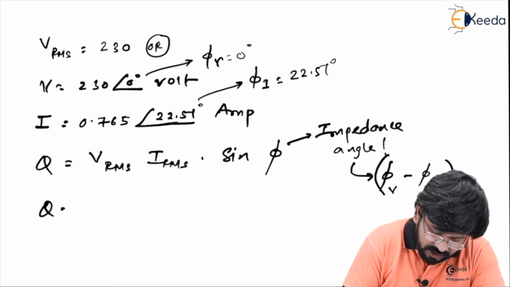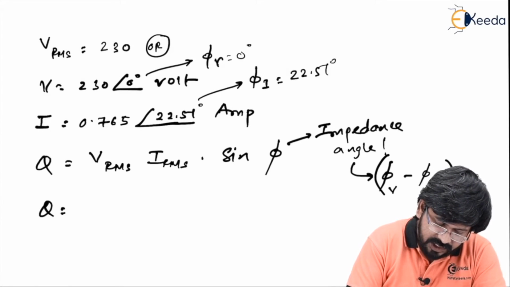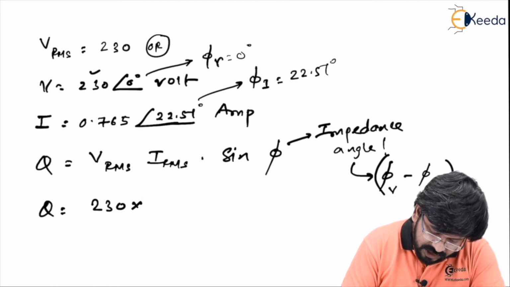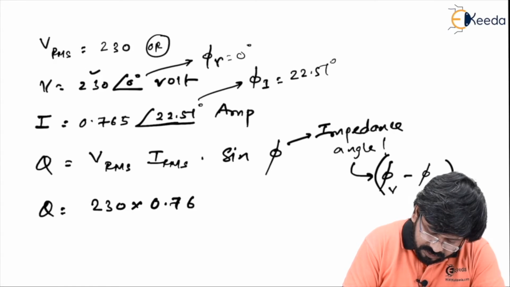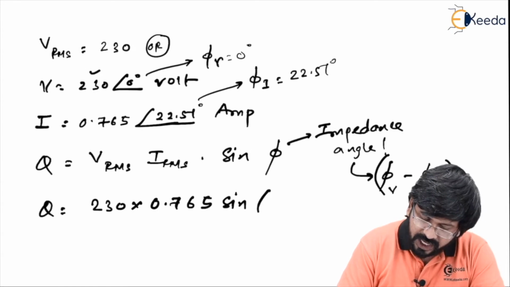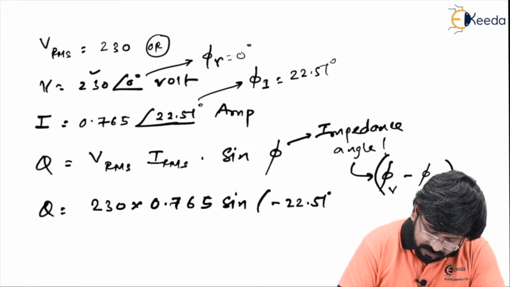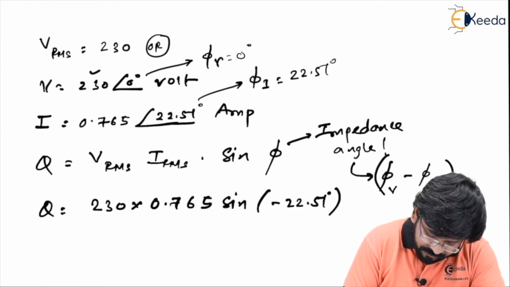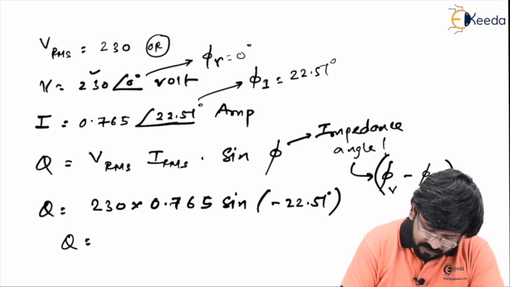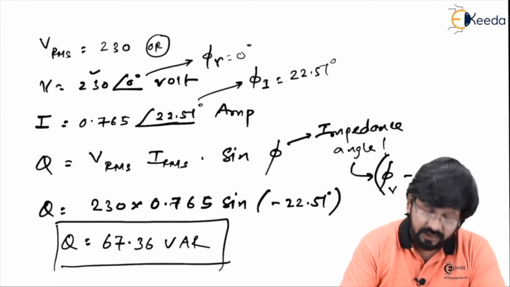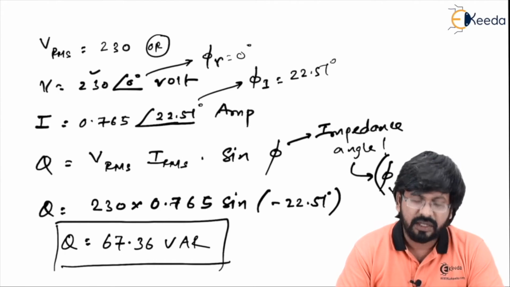Then finally what we have is Q. VRMS is nothing but magnitude, which is 230, multiplied by IRMS is 0.765, and it is then sine of phi V minus phi I becomes minus 22.51 degree. And if you solve this, you will get the value of Q as final answer, which is 67.36 volt ampere reactive. So this is the final answer for the given question.